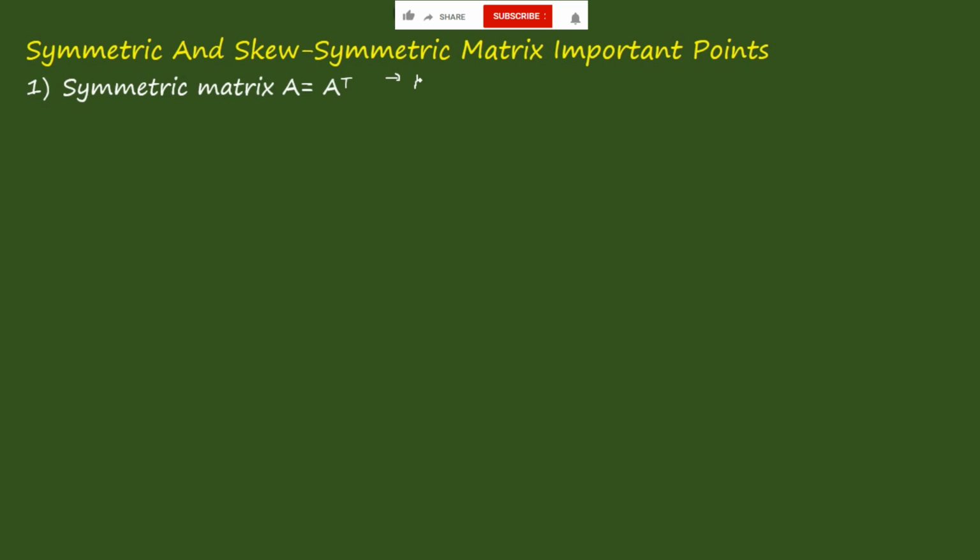If you consider an example like when A is equal to a matrix like 1, 2, 2, 4. Okay. When you find the transpose of it, A transpose is nothing but 1, 2, 2, 4, which is equal to nothing but A. So A is equal to A transpose. So it is known as a symmetric matrix. Come to the second one.